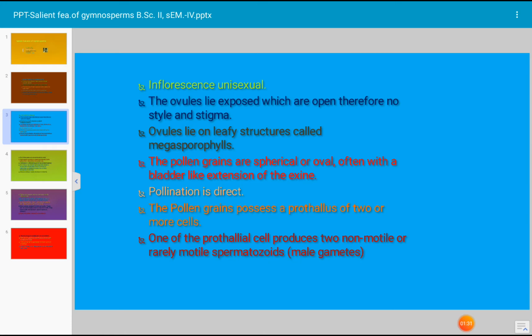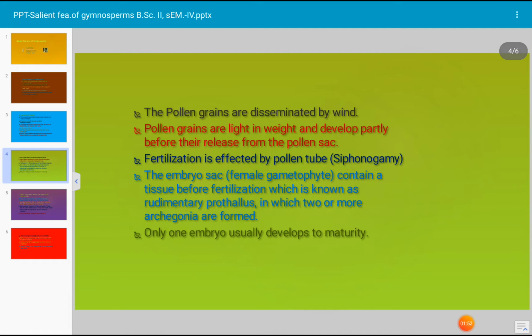Pollination is direct. The pollen grains possess a prothallus of 2 or more cells. One of the prothallial cells produces 2 non-motile or rarely motile spermatozoids, that is, male gametes. The pollen grains are disseminated by wind. They are transferred from one place to another by wind.